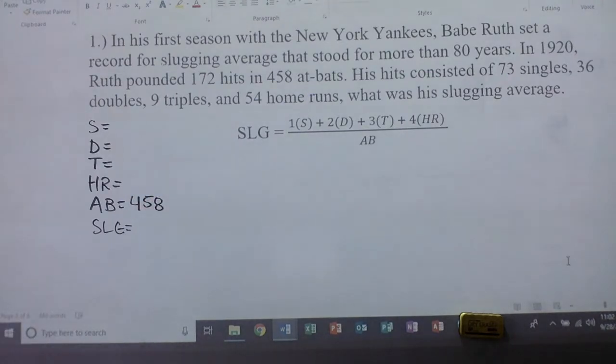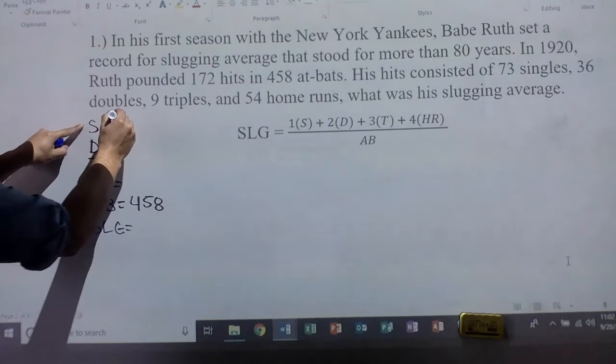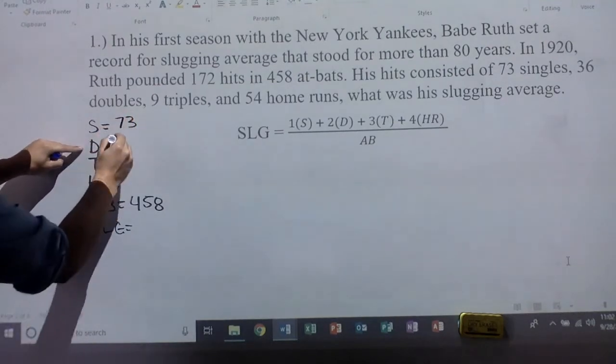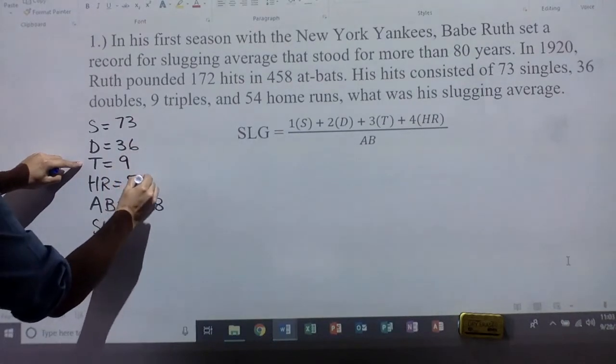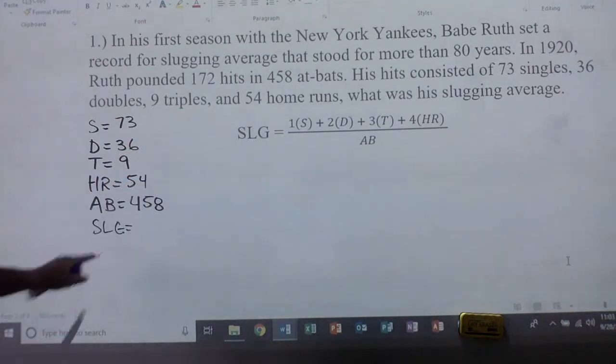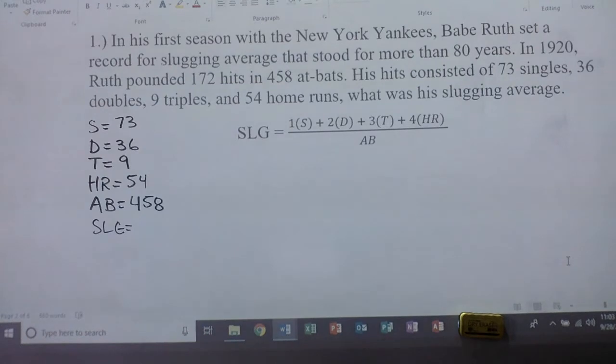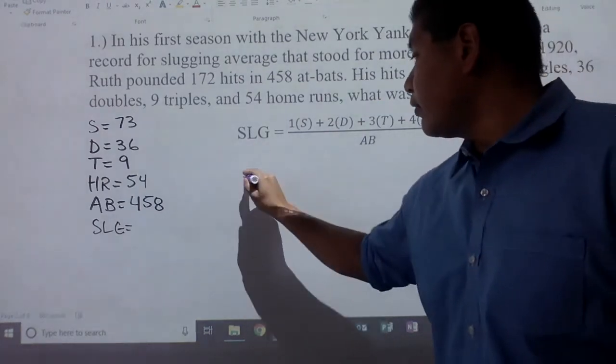His hits consisted of 73 singles, 36 doubles, 9 triples, 54 home runs. This is a good thing. If the slugging average is the only thing missing, then you do as follows. Just replace the numbers with the letters. Slugging average, I don't know what it is.